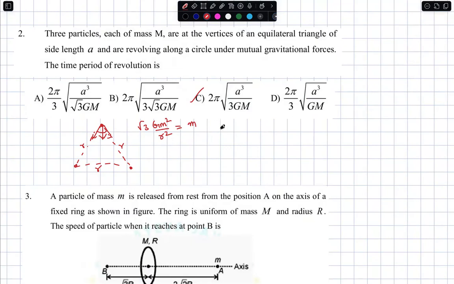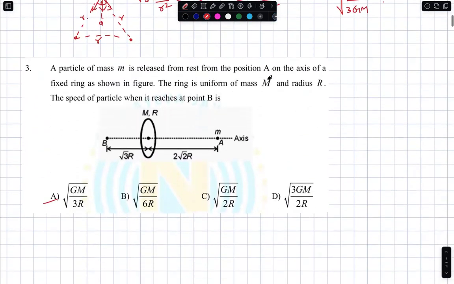You are asking the time period of revolution. So m and the radius part, you already know. This part will be r by root 3 omega square. This can further be written as omega square is 4 pi square by T square. So this will become T is 2 pi root a cube by 3 G capital M. Very famous question actually. Lot of times we got this question.